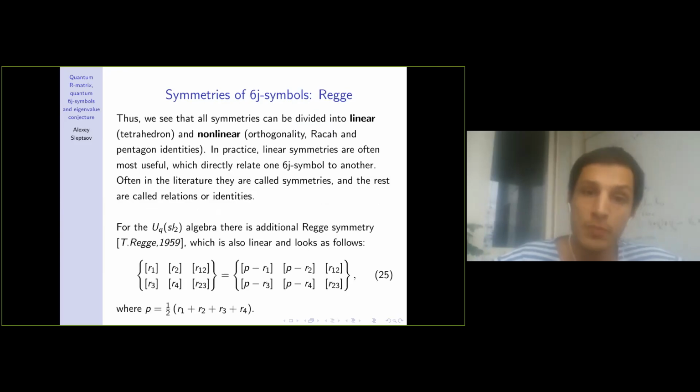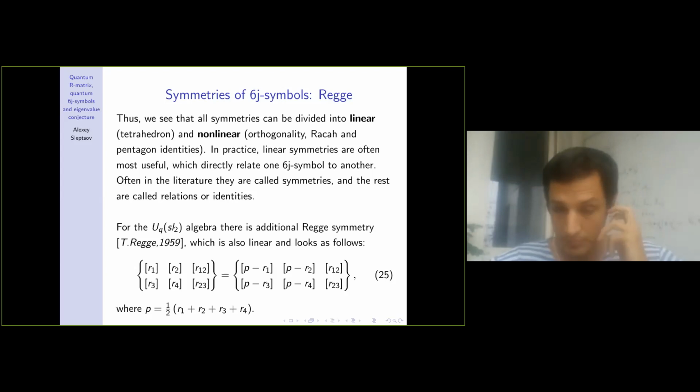Well, for the SL2 algebra, there is an additional symmetry, which is called Regge symmetry, discovered by Regge in 1959 for the classical algebra. And it looks like the following relation. For SL2, we should add, of course, tetrahedral symmetries, and then we get all linear symmetries given by the group S4 times 3, which contains 144 elements. And these are all the known linear symmetries for SL2.